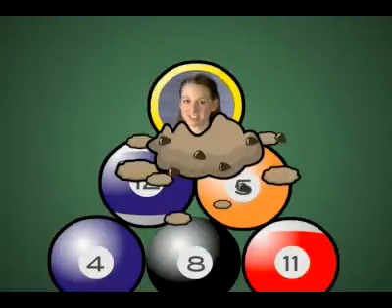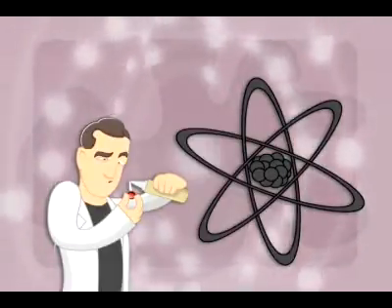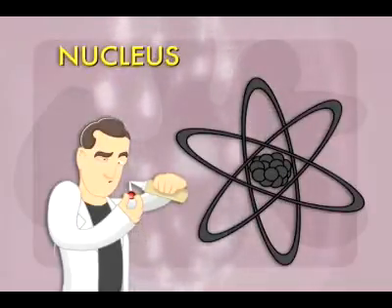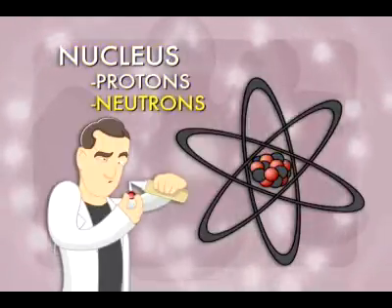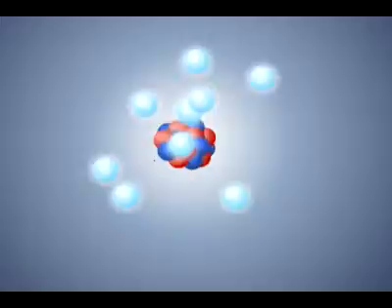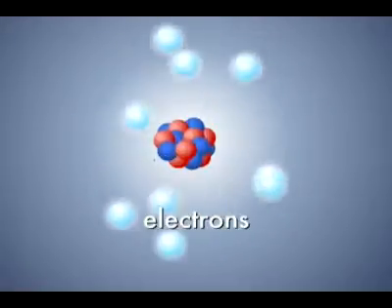But Bohr changed everything. According to Bohr's model, the atom is a little cloud of energy with a solid center. That center is called the nucleus. The nucleus is a dense little ball of particles called protons and neutrons. Moving around the nucleus at super high speeds are even tinier particles called electrons. They make up the cloud part of the atom here.